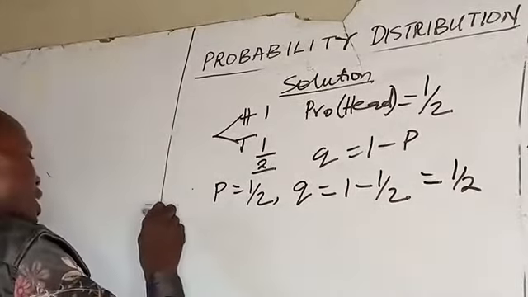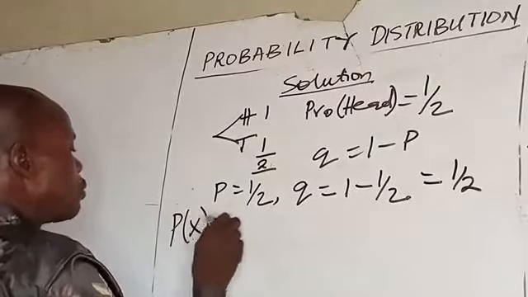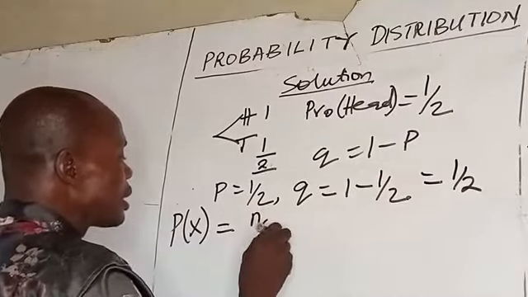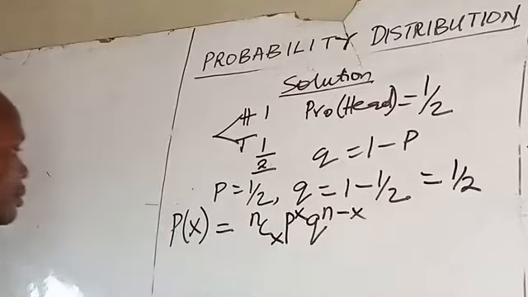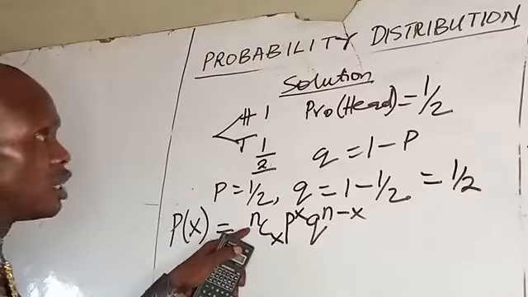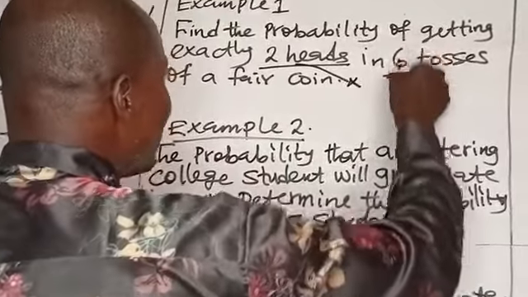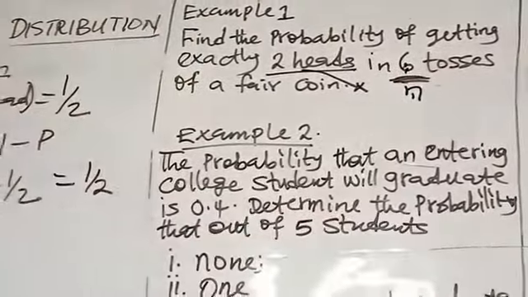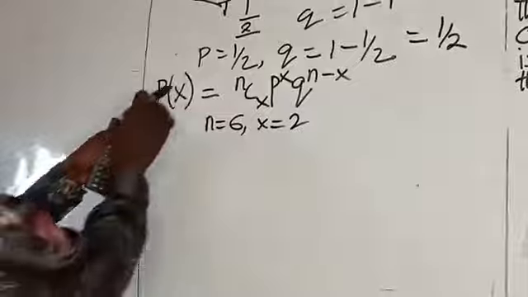I've told you that in a given binomial trial, the probability of event X to happen will be equal to N combination X, P raised to power X, and Q raised to power N minus X. Now, the number of trials or tosses: we have 6 tosses of a fair coin. That means our N is 6. X is, you are having exactly 2 heads, so X is 2. Now let's substitute into the formula.